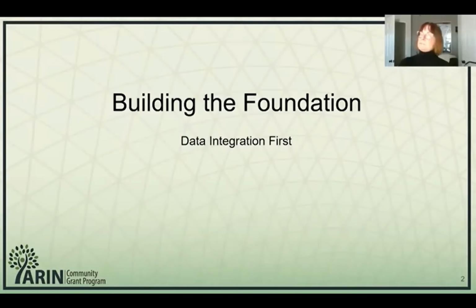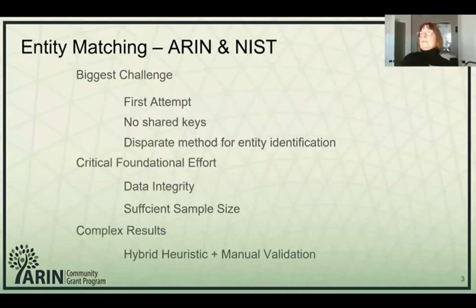From ARIN, we're getting the address acquisition data for V6. And from NIST, we are getting all three services that they're tracking as they turn up on V6: DNS, email, and web. This is the first time anything like that's been done. So entity matching was our biggest challenge. This is the first attempt.